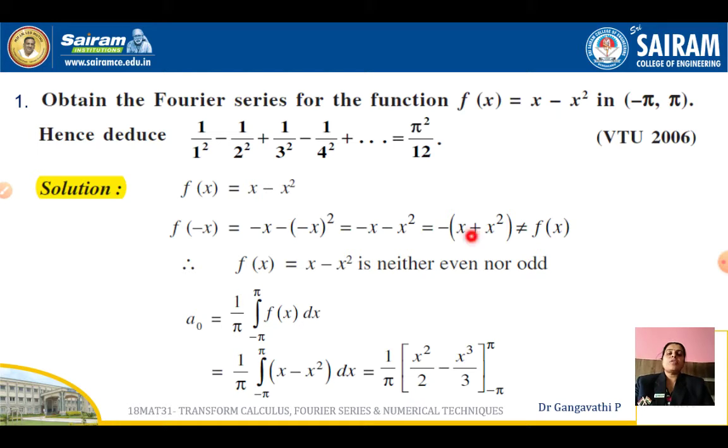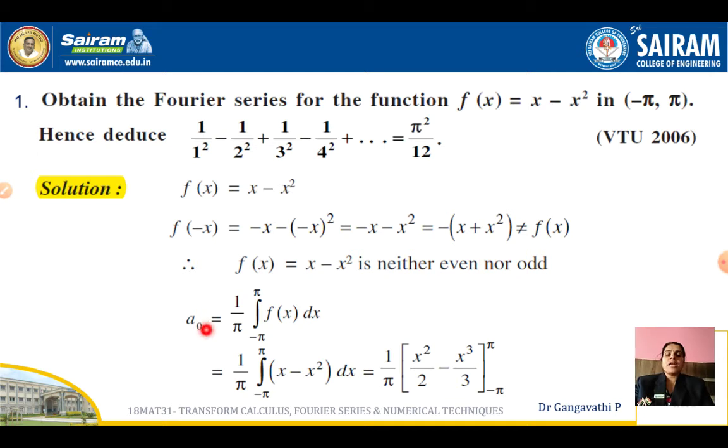This is neither equal to f of x nor equal to minus f of x. So therefore, we cannot conclude that f of x is equal to x minus x square is an even function or an odd function. So we write down that f of x is equal to x minus x square is neither even nor odd. In such cases, where we are unable to judge whether it is even or odd, we need to evaluate all three Fourier coefficients a0, an and bn.